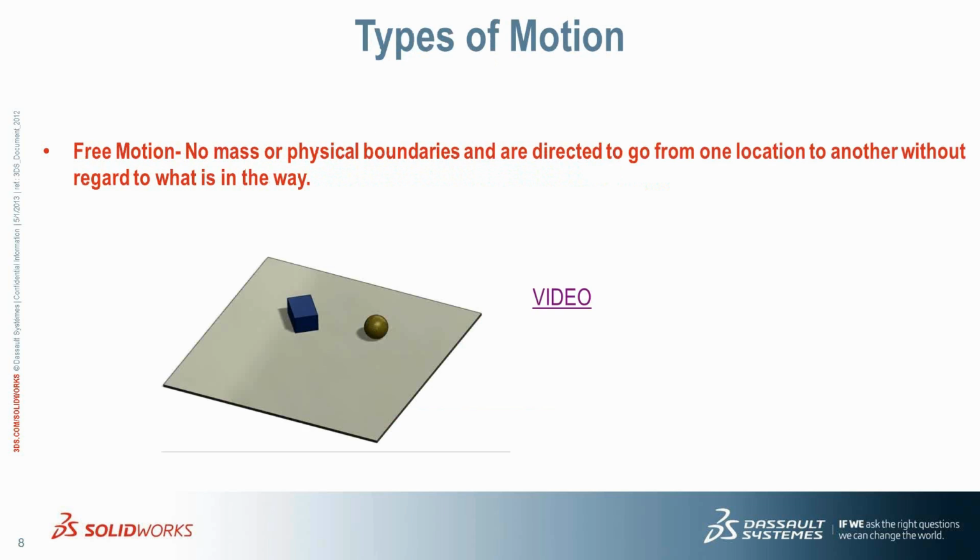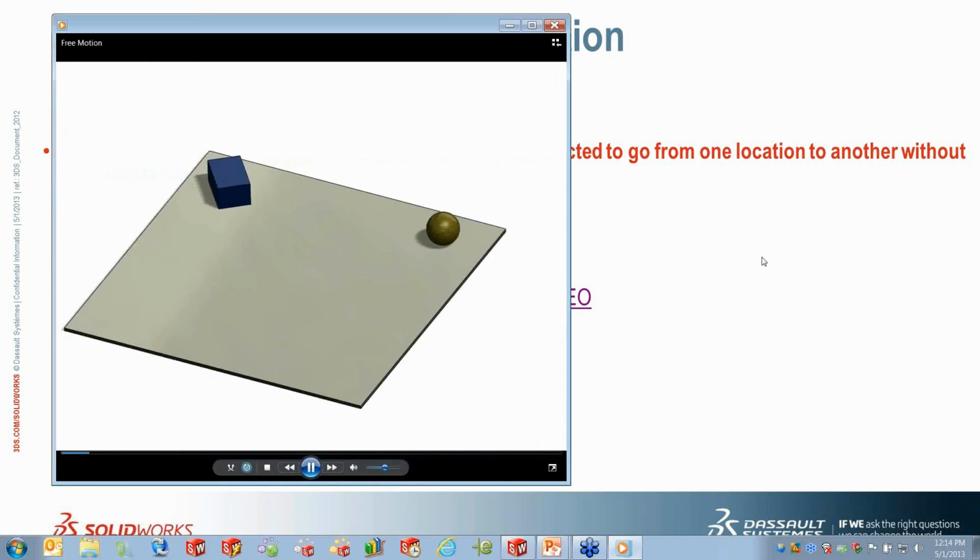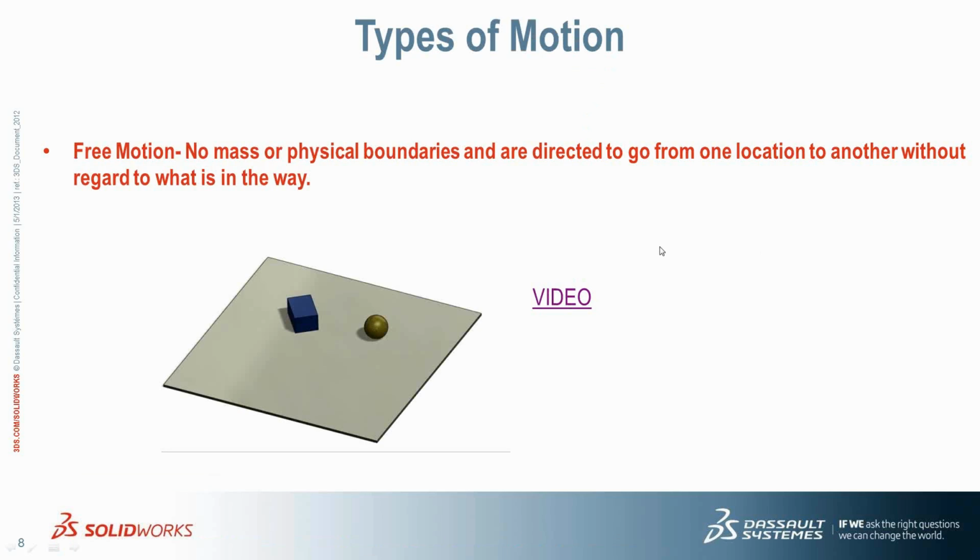Now, there are different types of motion, which we're also going to mention today. Free motion is when you're not thinking about mass or boundaries or how parts interact with each other. You're basically going from one location to the other, very similar to this. Just two parts, they go directly through each other without a problem. They have no relative idea that the other exists.